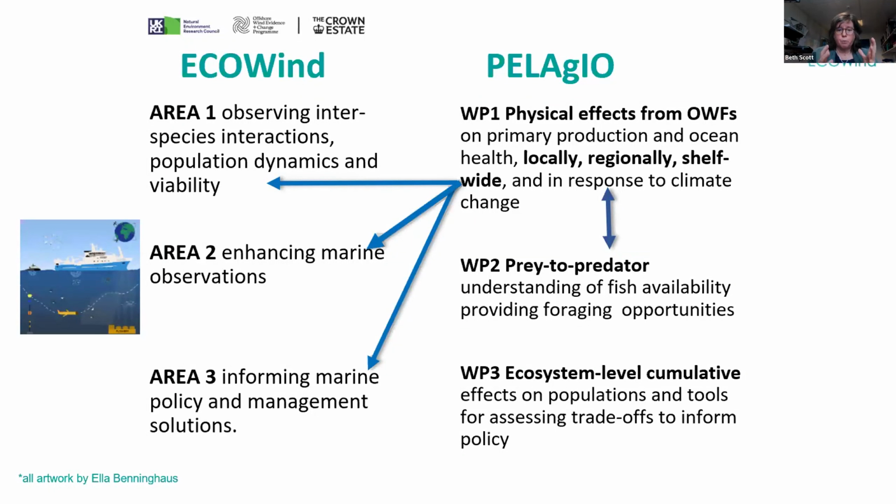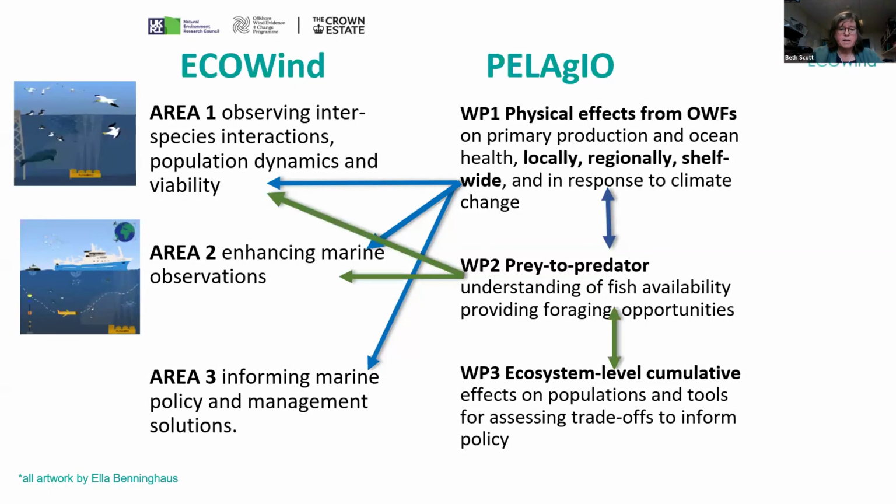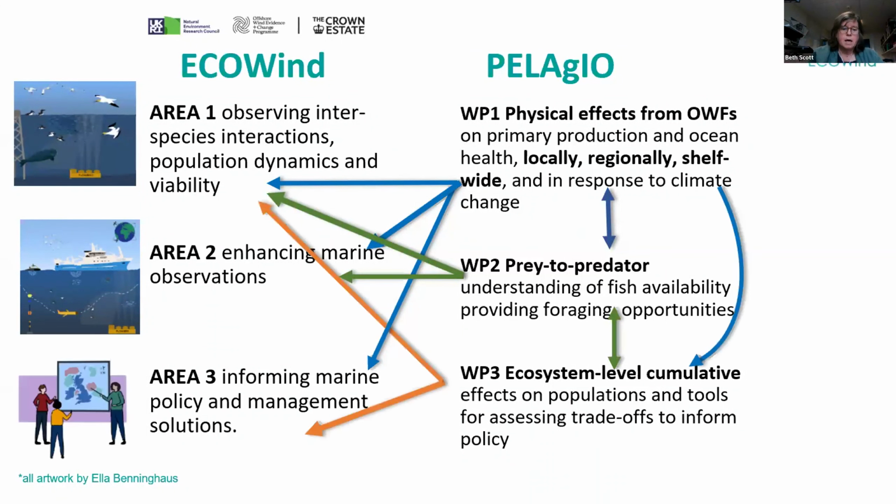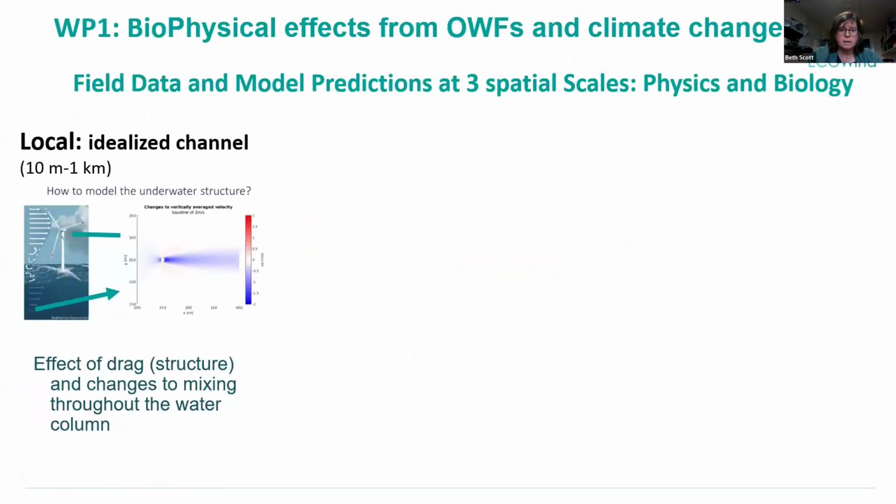And what we have then in our work package 1, very much what you've just seen with Eileen, is that we have our physical effects looking at local, regional, and shelf-wide scale so that we can also integrate climate change effects. Then what we have in our work package 2 is that interaction of predator to prey, where here we're looking at mainly fish up to availability to seabirds. And then thirdly, we're looking at the whole ecosystem. So we're taking all of the information we're learning and we're putting it through ecosystem models so that we can assess trade-offs and try to go right up to policy.